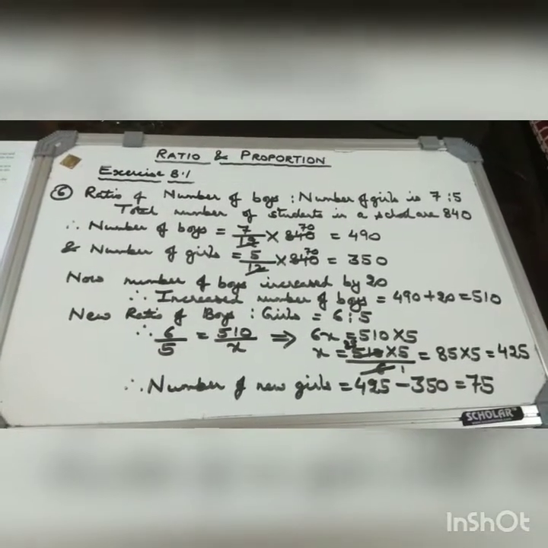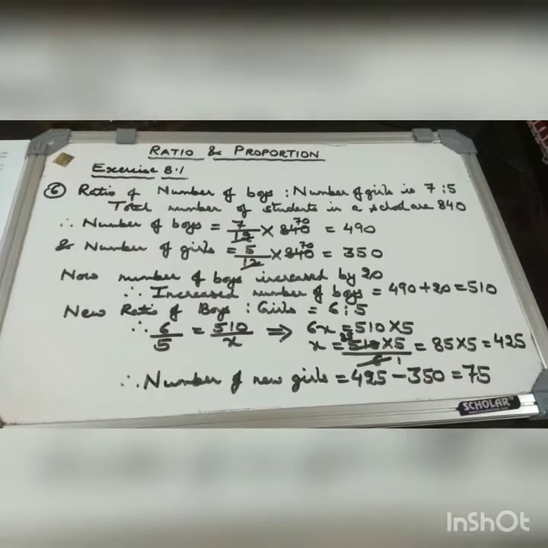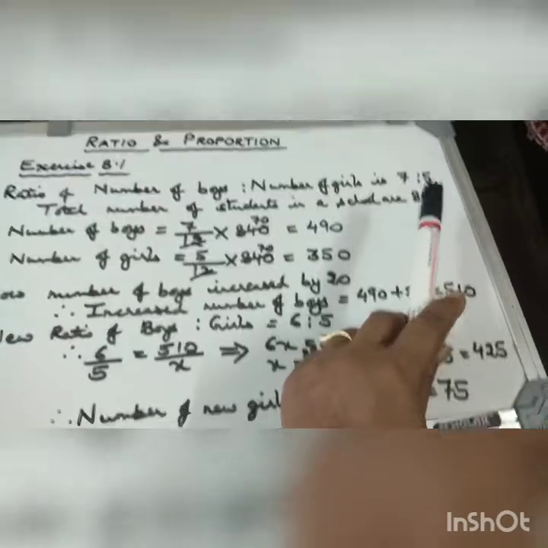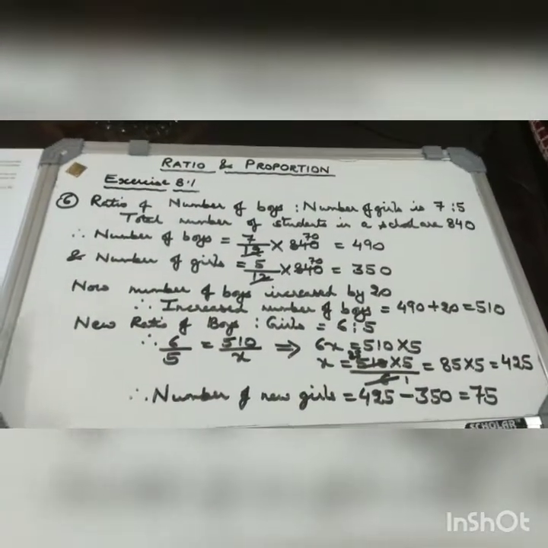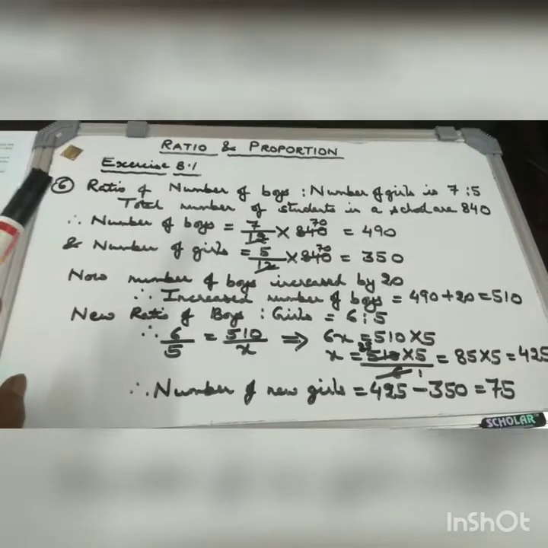Now I hope you understand the question. We'll start from the first sentence of the question itself. The ratio of the number of boys to the number of girls is given to be 7:5. I hope that is very clear. And the total number of students in the school is 840.